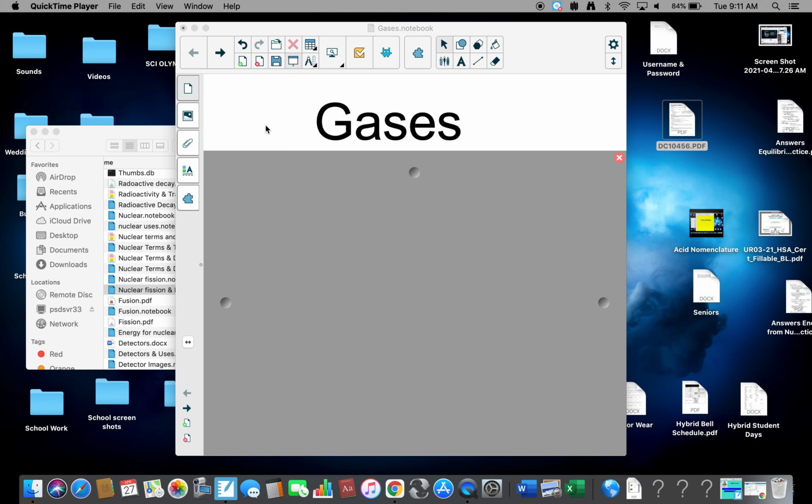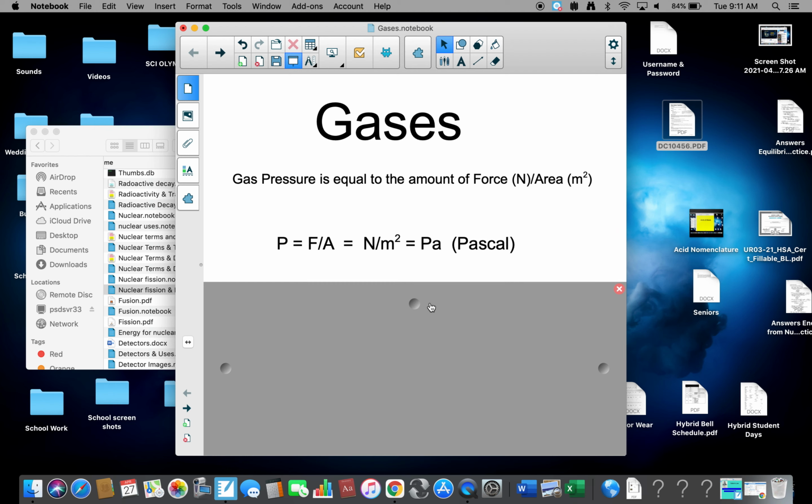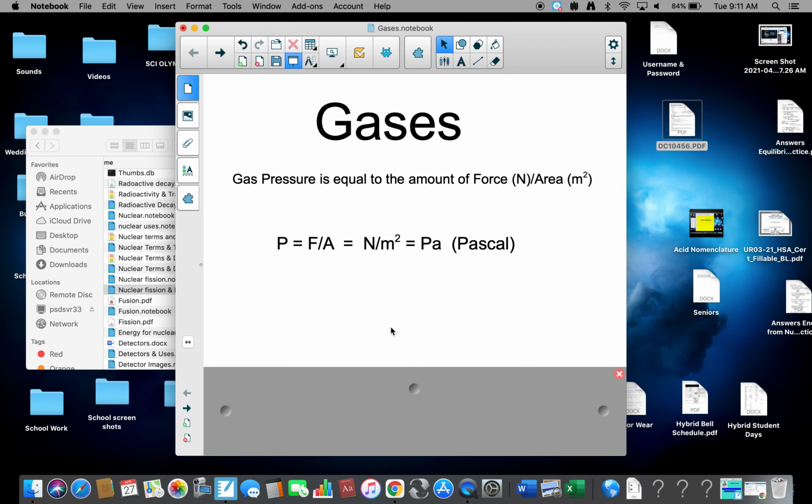An exciting or fascinating world of chemistry. We're looking at gases. Now, when you look at gases, the first thing we'll look at here is the amount of gas pressure. Gas pressure is equal to the amount of force in newtons all over area in meters squared. So pressure is equal to F over A, and A is in meters squared, so the unit is newtons per meter squared, which is the Pascal. Remember, we deal with kilopascals as well.